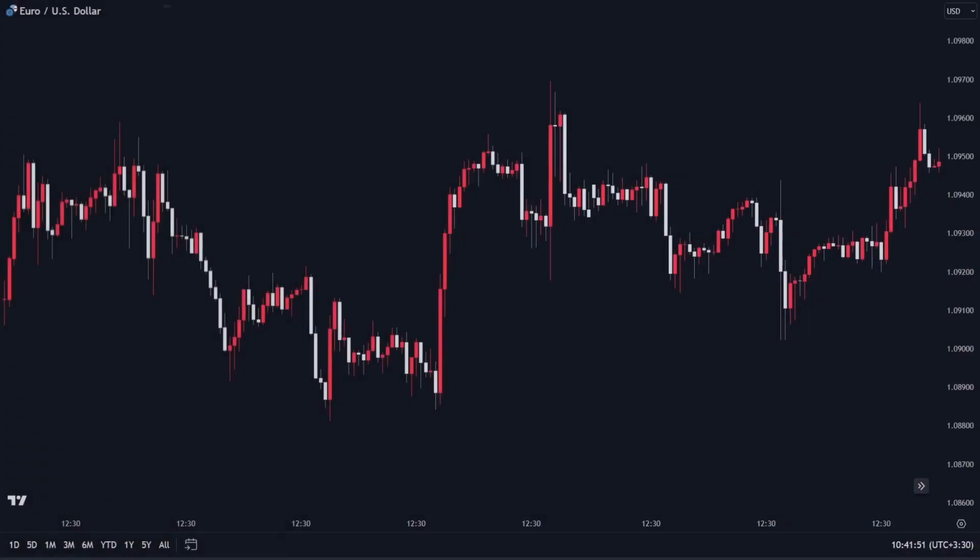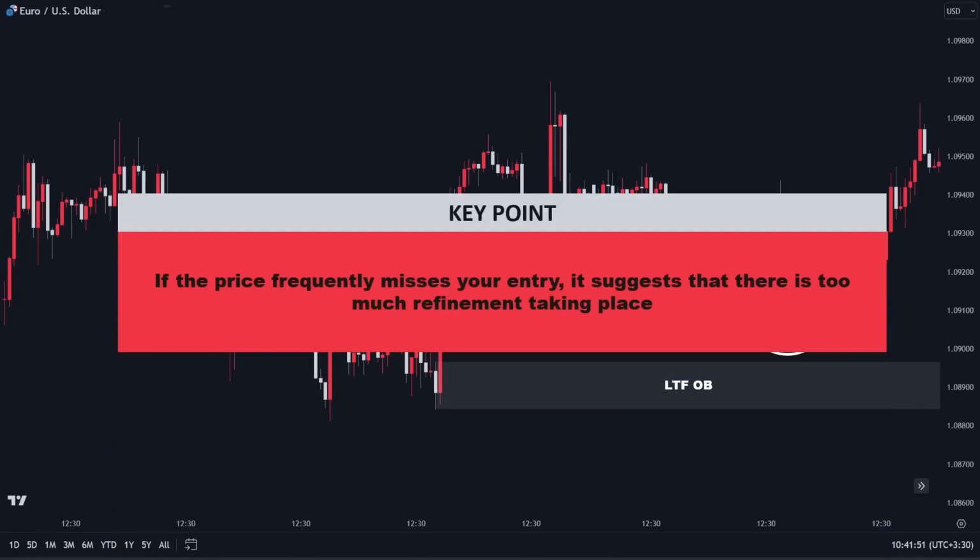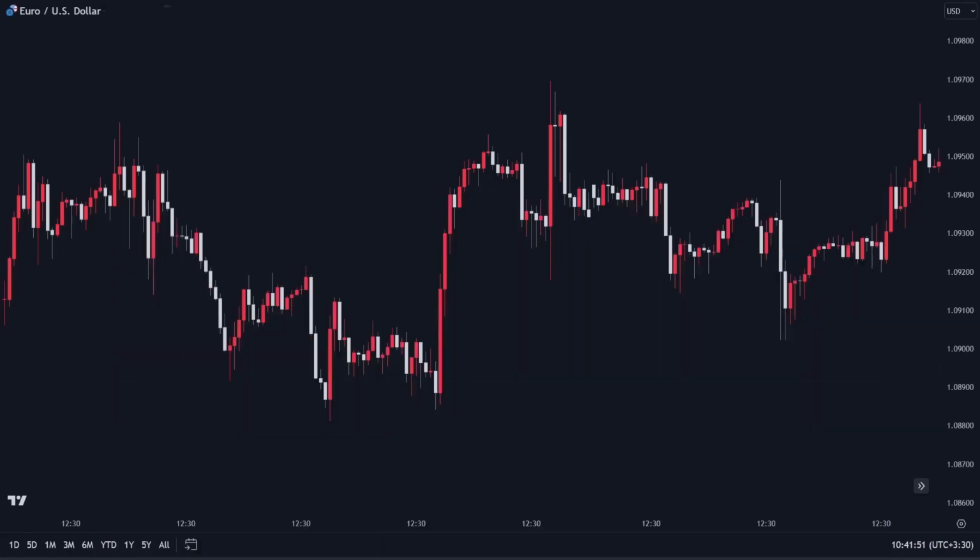Here we have an example where the price hits the higher time frame order block but not the lower time frame order block. This highlights a key point that needs to be considered. If the price frequently misses your entry, it suggests too much refinement is taking place. Now let's take a closer look at this example.